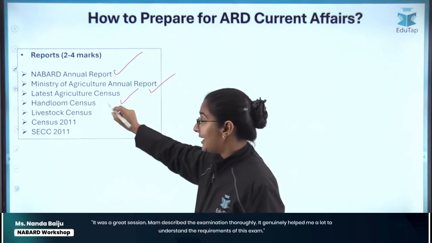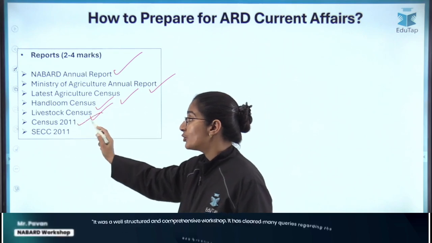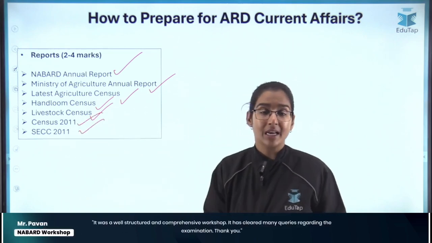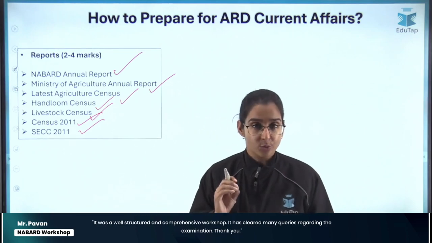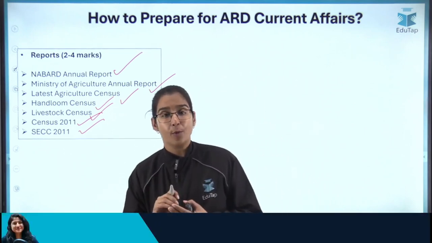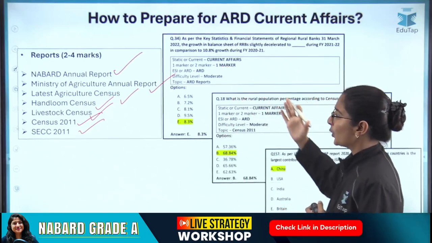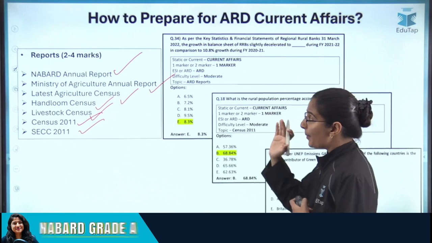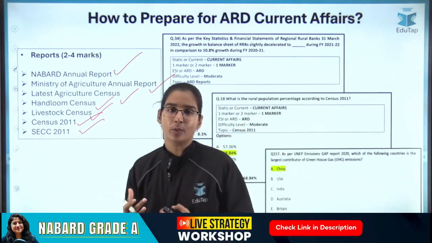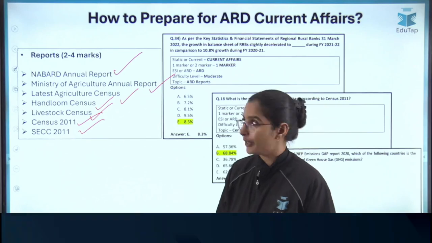Agriculture census, latest agriculture census, handloom census, livestock census, census of 2011 and SSS 2011. These are some of the most important sources which you have to read as far as the reports for the ARD current affairs is concerned, right? Because here are the questions. You can see that ARD report questions are also being asked, and upon analyzing these questions, these are the sources from which the reports need to be covered.